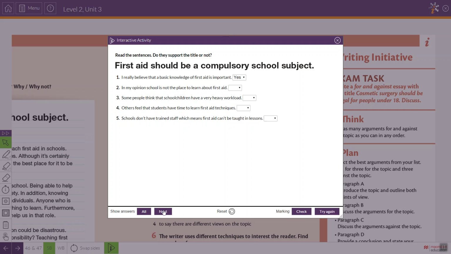"In my opinion, school is not the place to learn about first aid." It doesn't support the title, so it will be against. "Some people think that school children have a very heavy workload." Doesn't support the title. "Others feel the students have time to learn first aid techniques." Yes. "Schools don't have trained staff, which means first aid can't be taught in lessons." That is no. So you have two arguments that support the title, three that don't. Let's move on then.